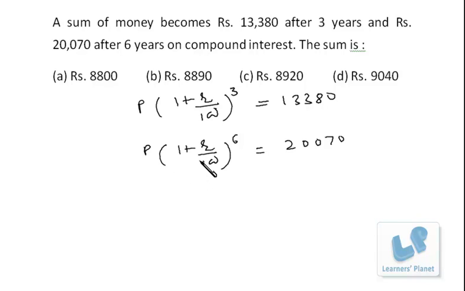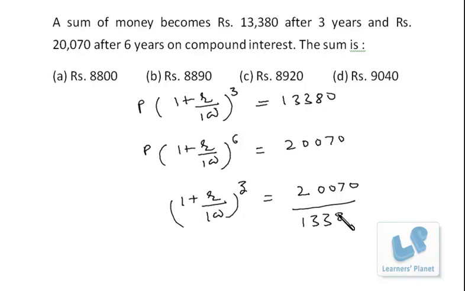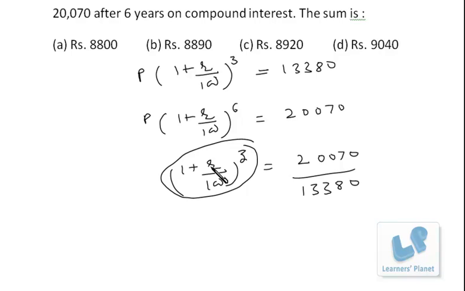After that, if you divide this expression by this expression, we will be getting the value of 1 plus R by 100 raised to 6 minus 3, that is 20070 by 13380. Now, value of this expression will be what? This is 13380 by P. So it's 13380 by P. That means P into 20070 is 13380 into 13380. Okay, now we have to find out the value of P.